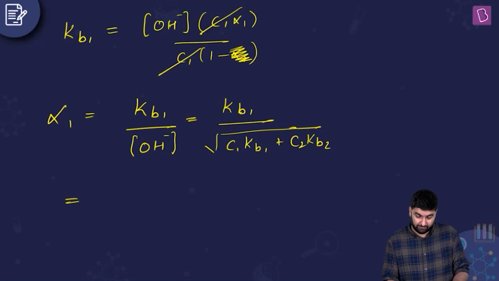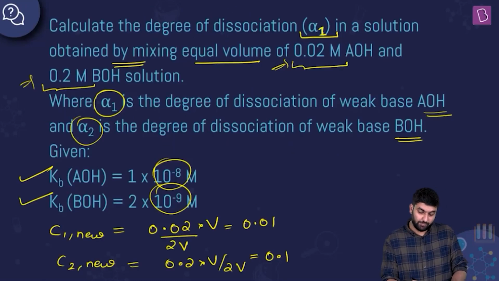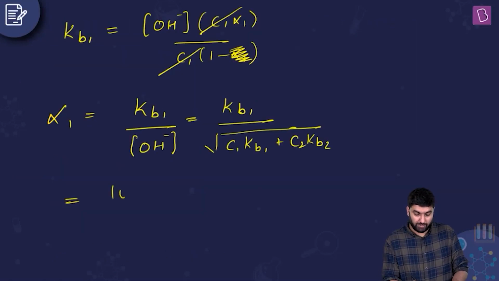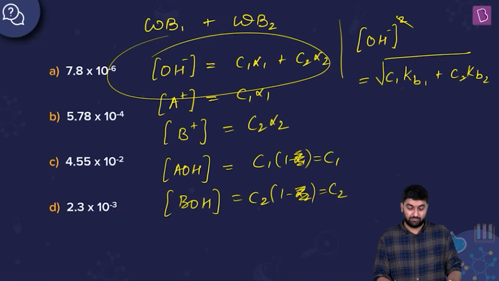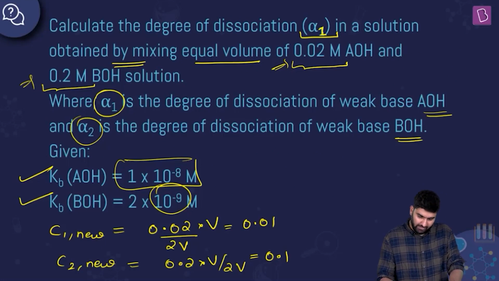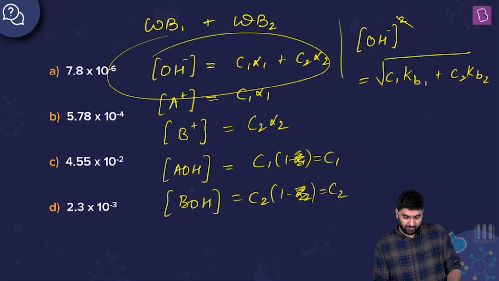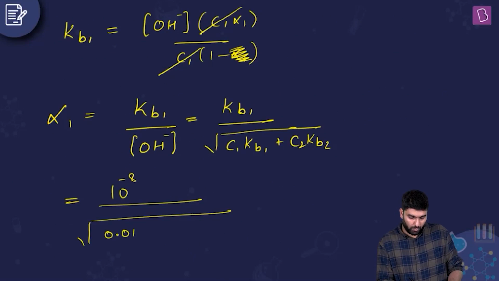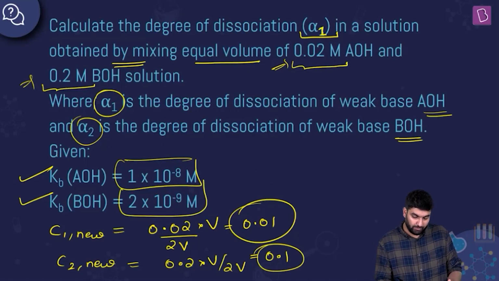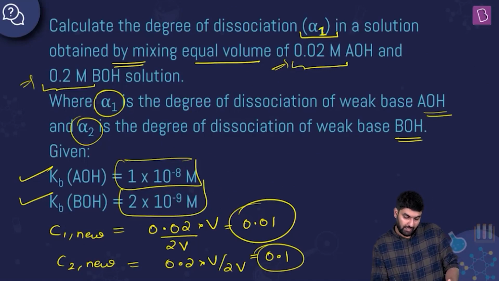We can put in the respective values. What is KB1 here? 10 to the power minus 8. So let's put in this value, 10 to the power minus 8, and divide it by the square root of C1 KB1 plus C2 KB2. What do we have over there? We have C1 as 0.01, so 0.01 multiplied by 10 to the power minus 8. Then we have C2 KB2, so we have 0.1 and KB2 as 2 into 10 to the power minus 9.